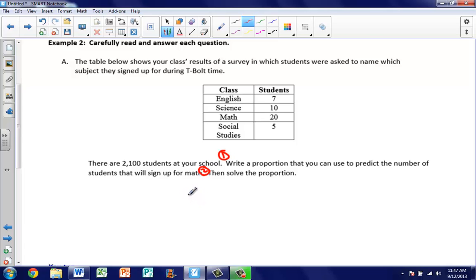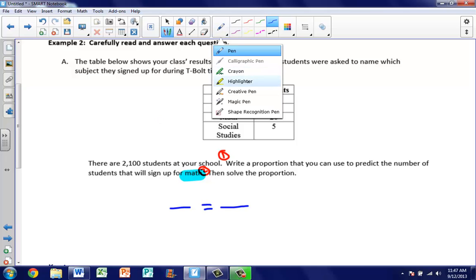So if you look here, this question is actually asking us to do 2 things. First, we have to write the proportion, then we need to solve the proportion. What you should notice too is this word, we're looking at math, students that will sign up for math. So that's going to come into play when we set up our proportion. So let's go ahead. We want to start with our table. So once again, when we set up our proportion, we know we are going to have 2 ratios equal to one another. So we can start there.